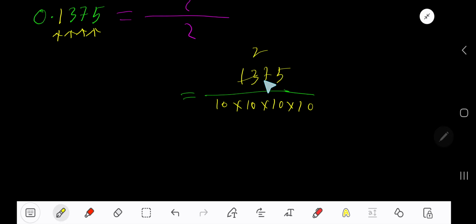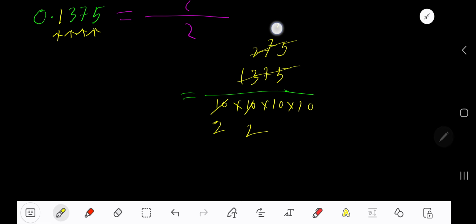3, 37. 5 goes into 37 how many times? 7 times. 7 times 5, 35. Subtract, 2. 5 goes into 25 five times. That is, if you divide this by 5, you will get 275. And here if you divide this by 5, you will get 2. This is divisible by 5, this is divisible by 5.